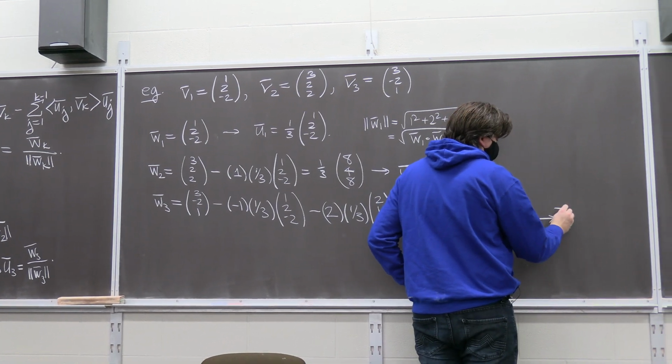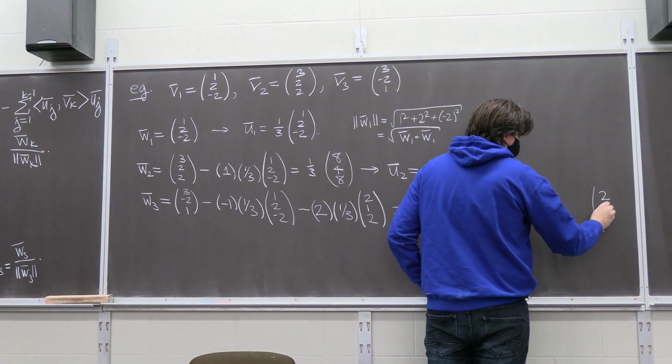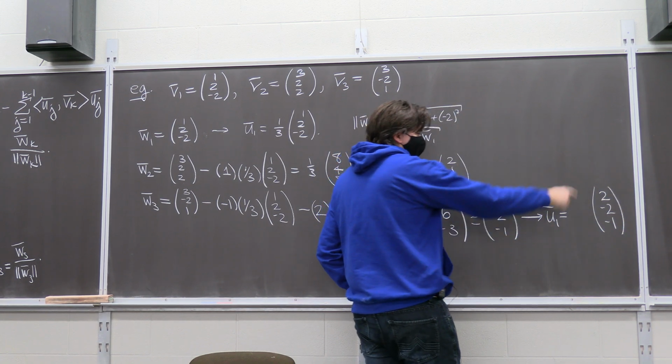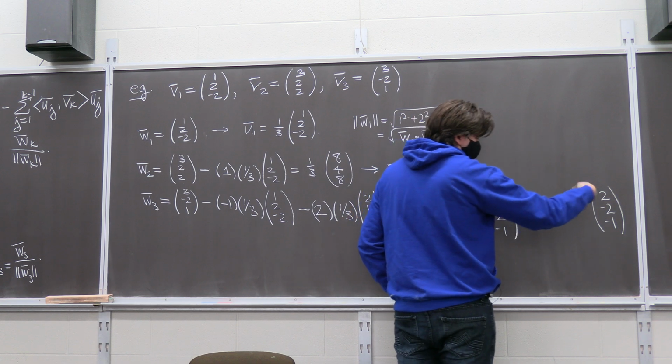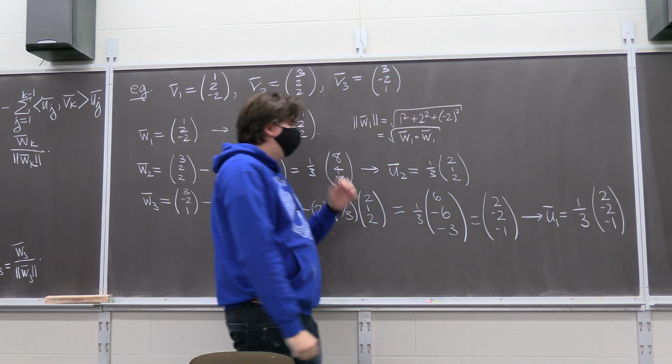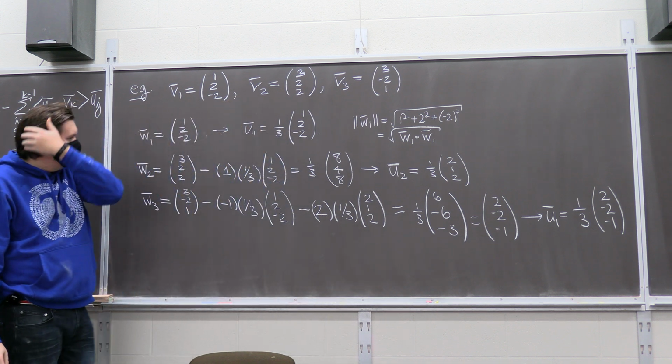The corresponding unit vector would be the vector 2, minus 2, minus 1, scaled by the magnitude, which we've already seen now is 9. The square root of 9 is 3, so scaled by 1/3. So now it's a unit vector.